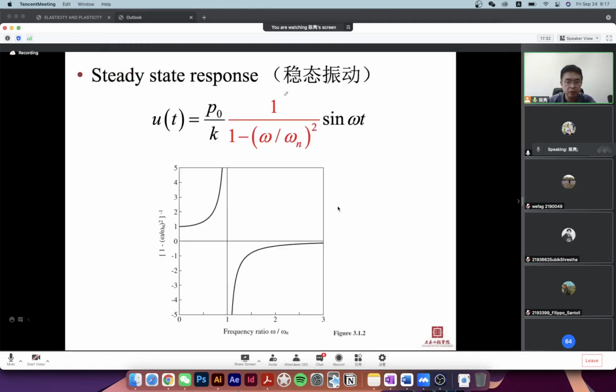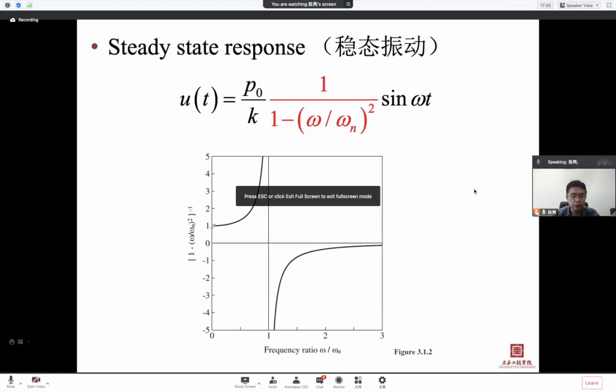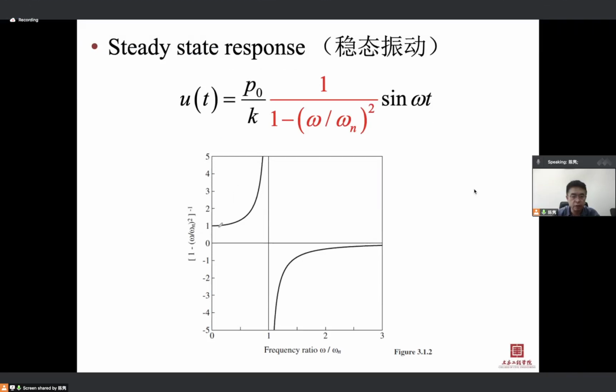Yes, this part. I mean, probably the red part here. You can see at the very beginning it is 1, which means when beta, the frequency ratio, equals 0, this part becomes 1. And when the frequency of the external load is very, very close to the natural frequency of the system, of the structure, this part becomes very, very large. And if this is 1, actually this part will become infinite. And of course here the negative part is the same.